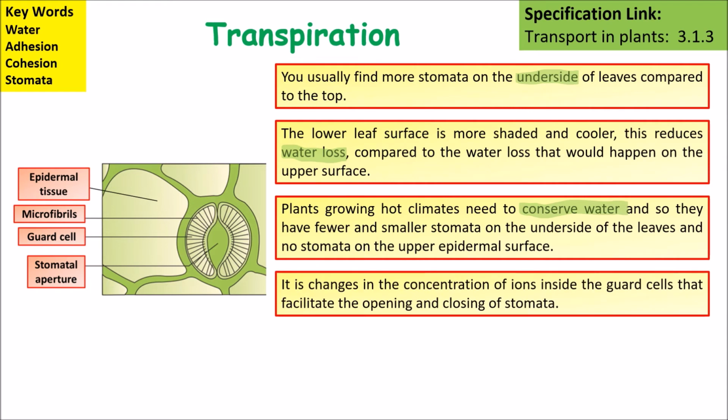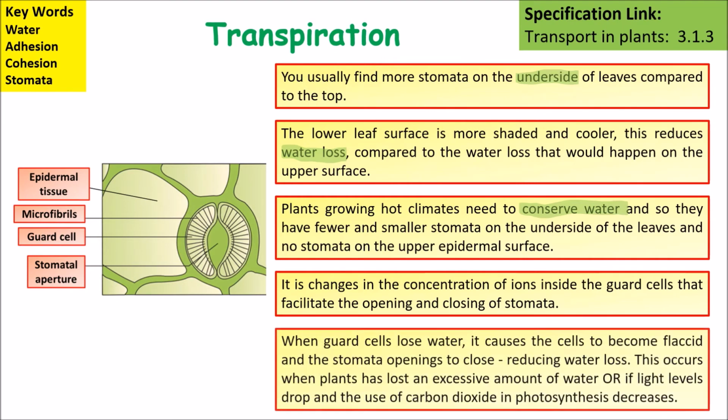It is changes in the concentration of ions inside the guard cells that help facilitate them opening and closing the stomata. When a guard cell loses water, this causes the cell to become flaccid and the stomatal opening closes, reducing water loss. This occurs when plants have lost an excessive amount of water or if the light levels drop and the use of carbon dioxide in photosynthesis decreases.